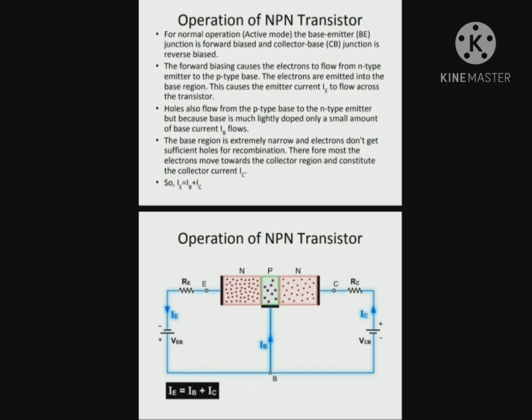Holes also flow from the p-type base to the n-type emitter, but because the base is lightly doped, only a small amount of base current IB flows. The base region is extremely narrow and the electrons don't get sufficient time to recombine. Most of the electrons move towards the collector region.